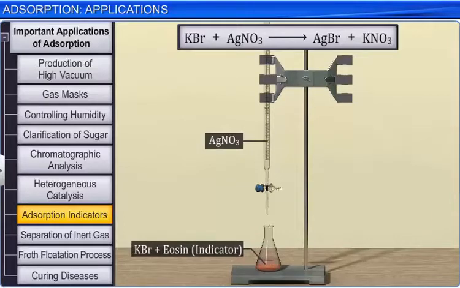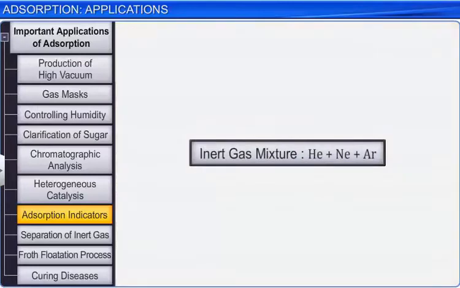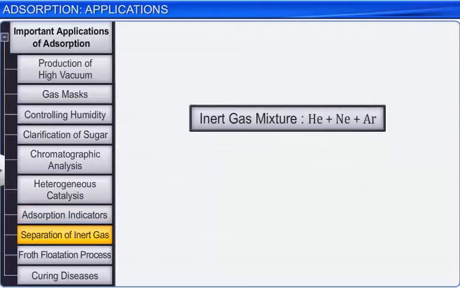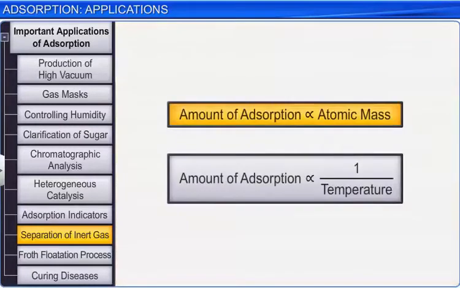Fluorescein is another dye that is used as an adsorption indicator. The phenomenon of adsorption is also used to separate inert gases. A mixture of inert gases like neon, helium, and argon gets separated because of the varying degrees of adsorption of the individual gases on coconut charcoal at different temperatures. The amount of adsorption of noble gases increases with an increase in the atomic mass and a decrease in the temperature.